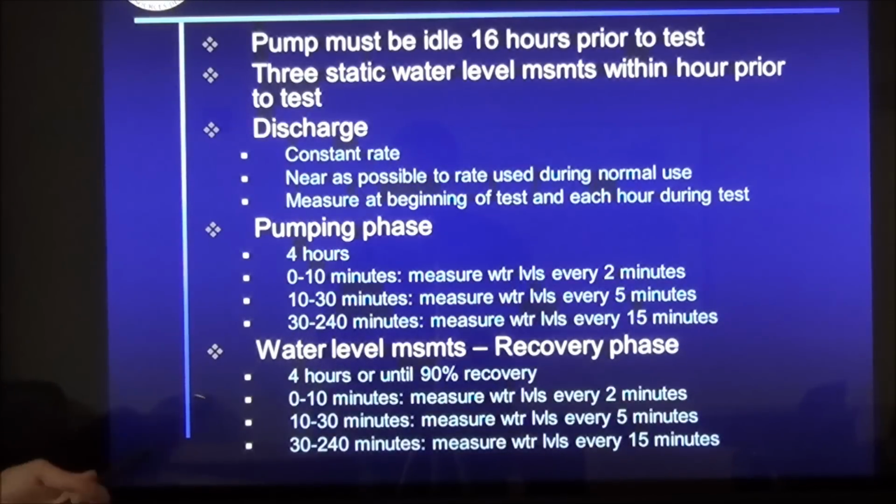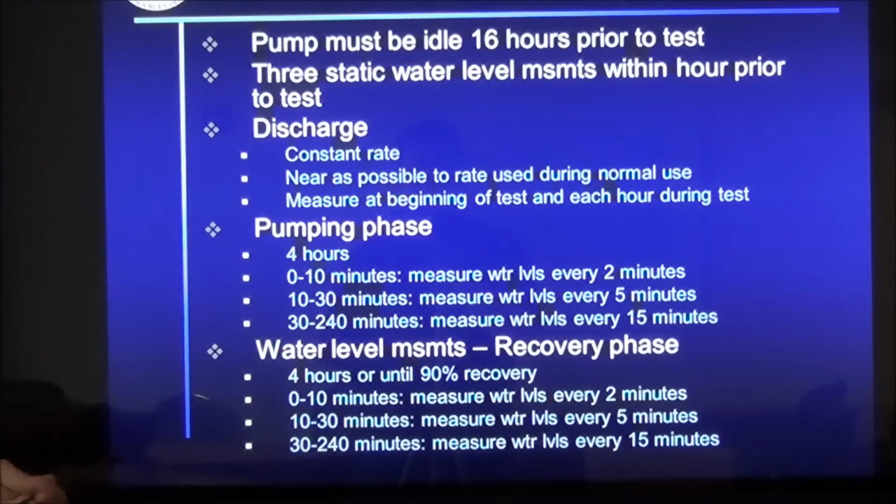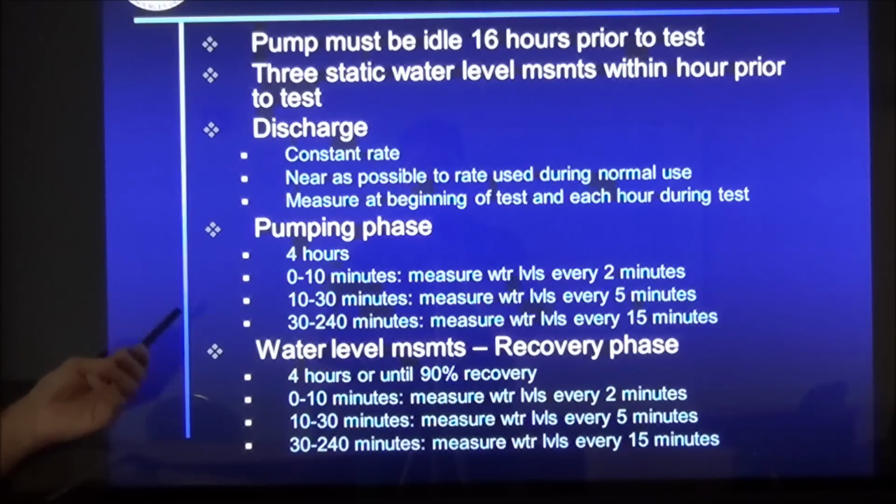Here's the department's minimum test requirements for pump tests. First, your pump has to be off 16 hours prior to the test. You need to measure 3 static water levels within an hour before the test. Your discharge, we need a constant rate and as near as possible to the rate that the well uses normally. So the permitted rate essentially. And you need to measure the discharge at the beginning of the test and then once each hour during the test. For the pumping phase, it has to be at least 4 hours long.